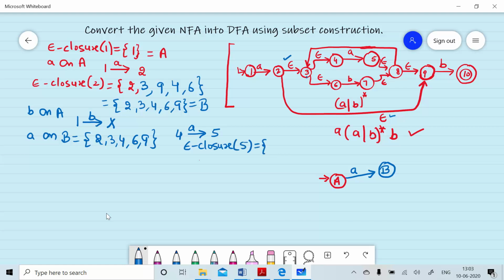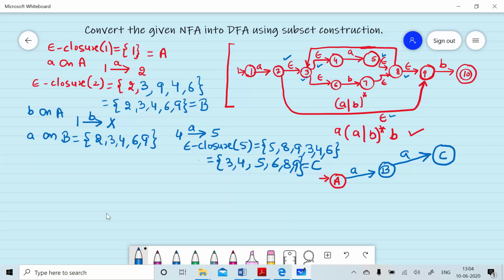Sigma closure of 5 will include 5. Then from 5, we are moving to 8 using null transition. From 8, we are moving to 9 using null transition. From 8, we are moving to state number 3 using null transition. From state 3, we are moving to state number 4 and to state number 6 using null transition. We can write them in increasing order: 3, 4, 5, 6, 8, 9, and let's call it C. So on reading of A, we will move to another state, let's call it C.